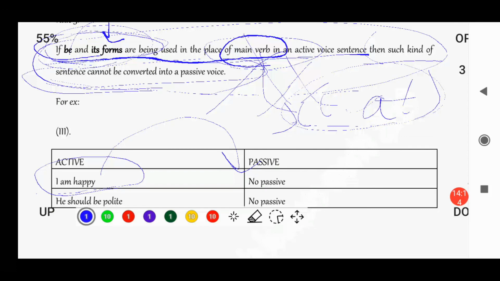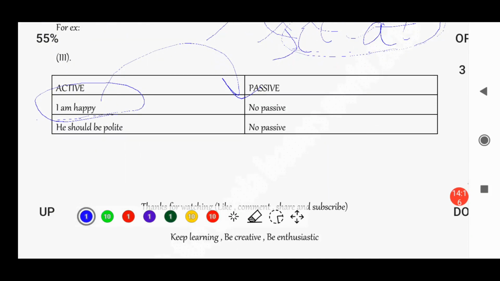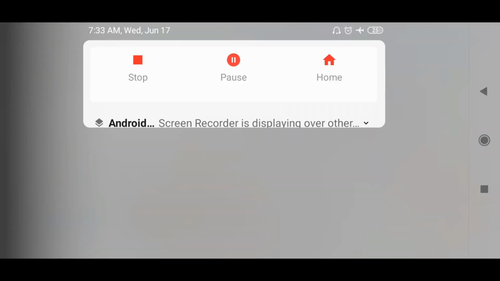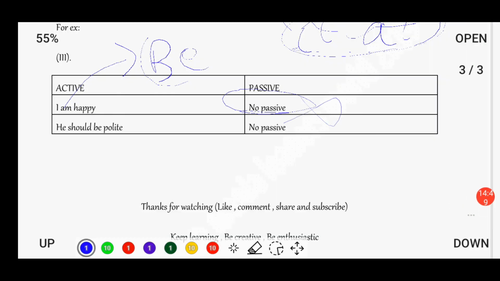Suppose the sentence written here is "I am happy." Candidates get confused about how to convert it into a passive voice. But here a form of be is written in the place of the main verb. A form of be is being placed here in the place of the main verb, so it cannot be converted into a passive voice. It has no passive voice, friends.